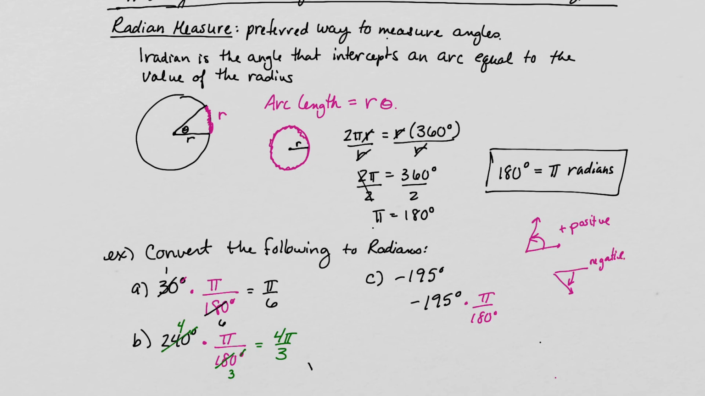So here I have negative 195 over 180, and I just punch that into my calculator. I take the 195 divided by 180, and have my calculator give me a fraction back out. If you don't know how to do that, I have posted information about the calculator in the Canvas shell. So this is going to be negative 13 pi over 12, because if you plug 195 divided by 180 into your calculator, you will get 13 over 12.